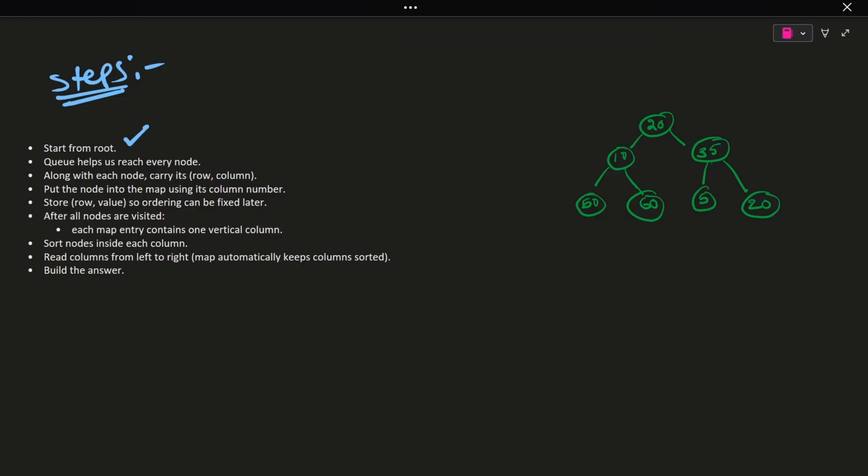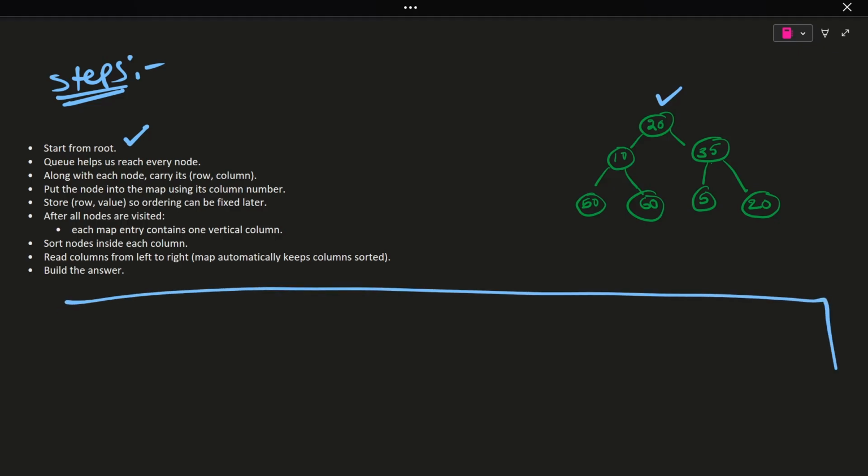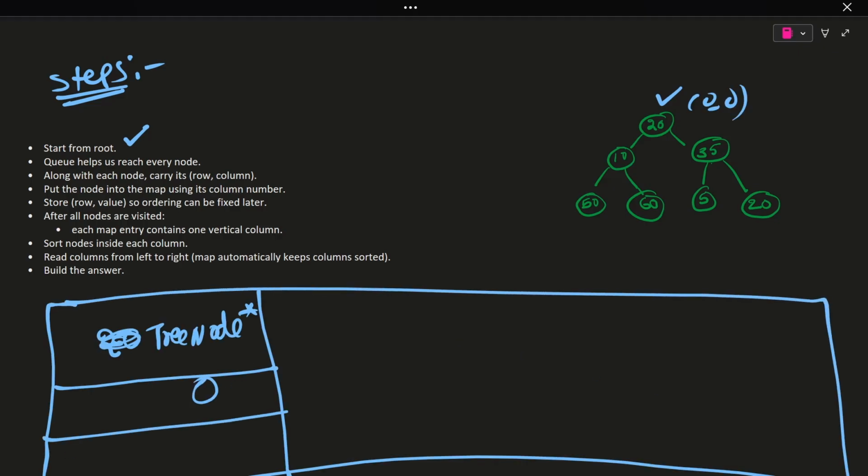First of all, we start from the root node. Next, the queue helps us reach each and every node. As this is the first node, I will make it 0 comma 0. Let's say this is the root. The tree node is root, so we can call it root comma 0 comma 0. This is our first call.